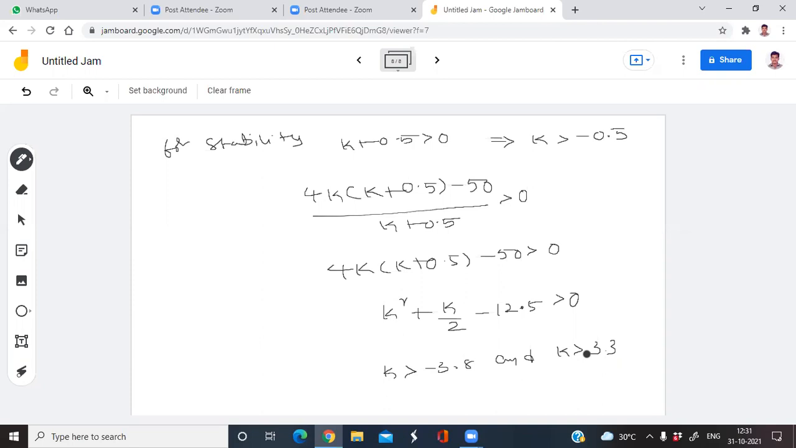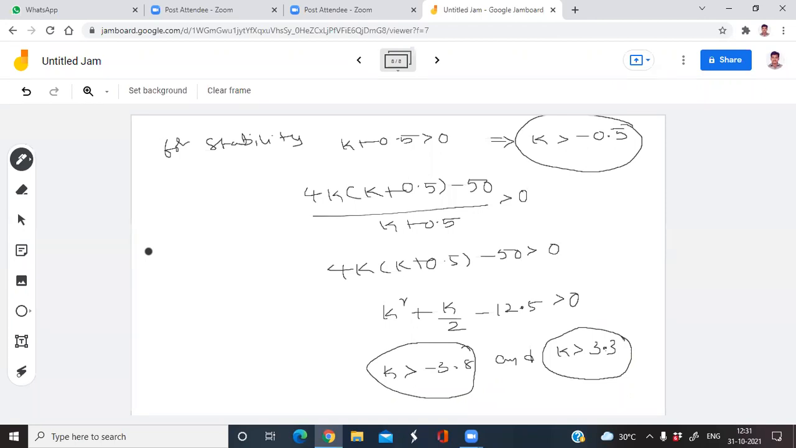Okay. So now tell me, listen carefully. For a stable system, all the elements are positive. That is, here k greater than minus 0.5, and k greater than minus 3.8, and k greater than 3.3. From these three conditions, tell me only one condition. When the system satisfies that condition, then the system is stable. Is the question clear? Which one do you have to consider?